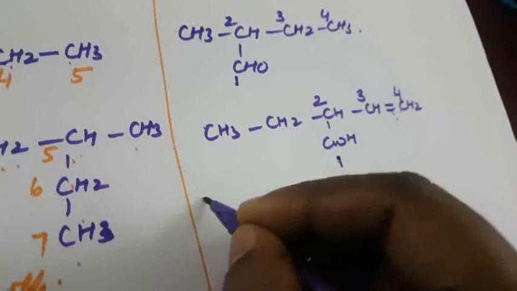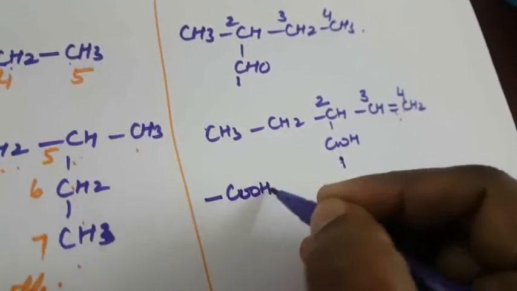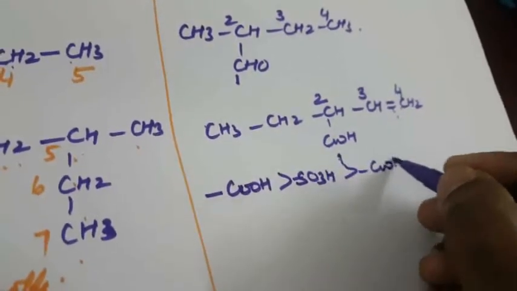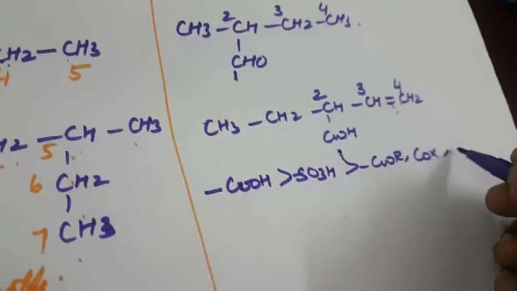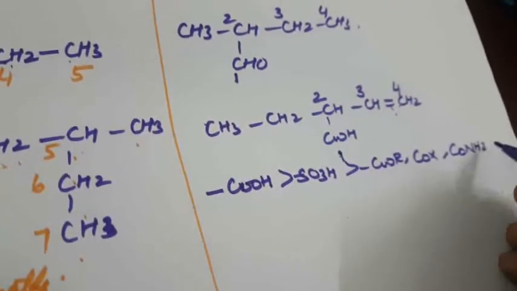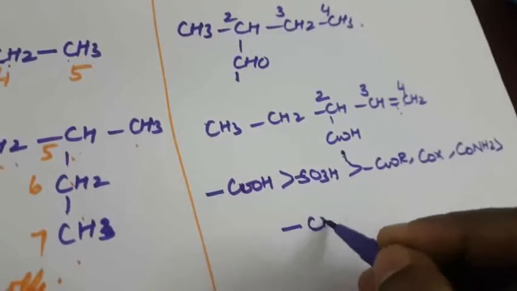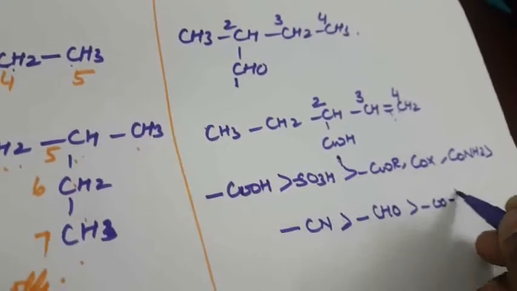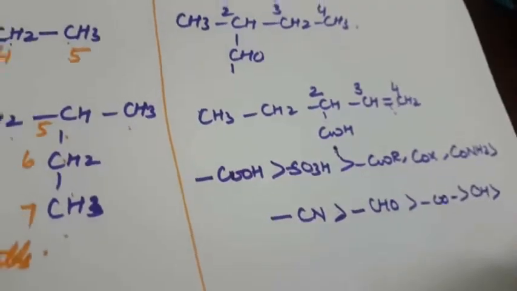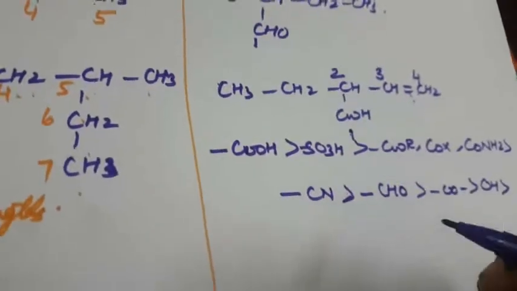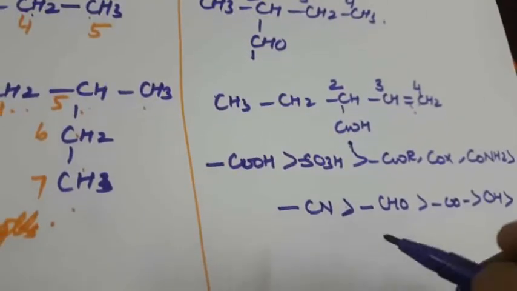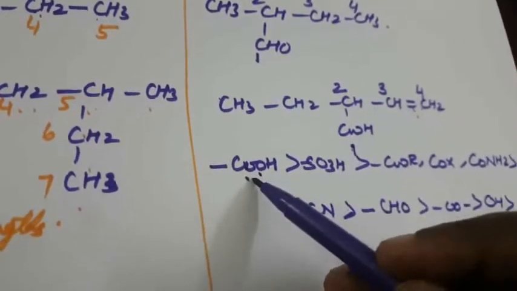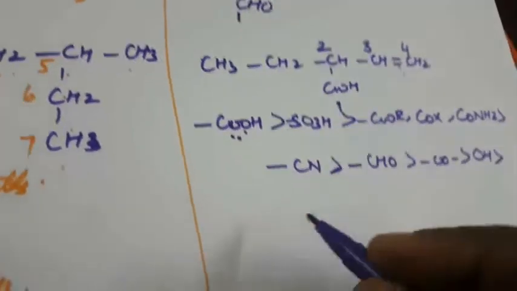Suppose there are more functional groups: the first priority is the carboxyl group, then sulfonic acid, then the ester group, then the keto group, then the amide group, then CN, then CHO, then the keto group, then the OH group. So this is the order. If more than 2 functional groups are there, you give the priority according to this order. So suppose the functional groups are aldehyde and COOH, you give the priority to COOH. Okay, so this is another example.